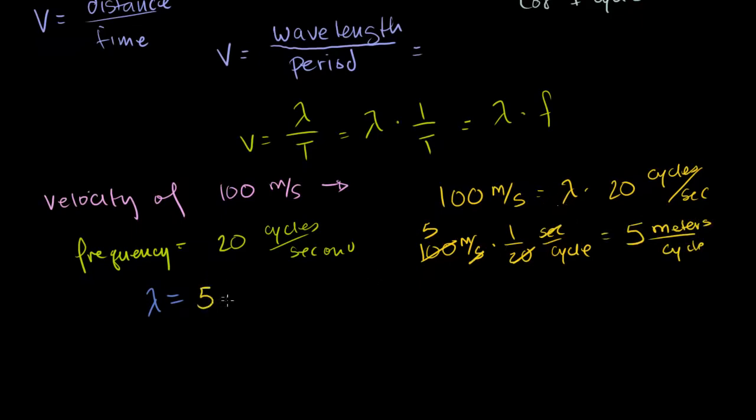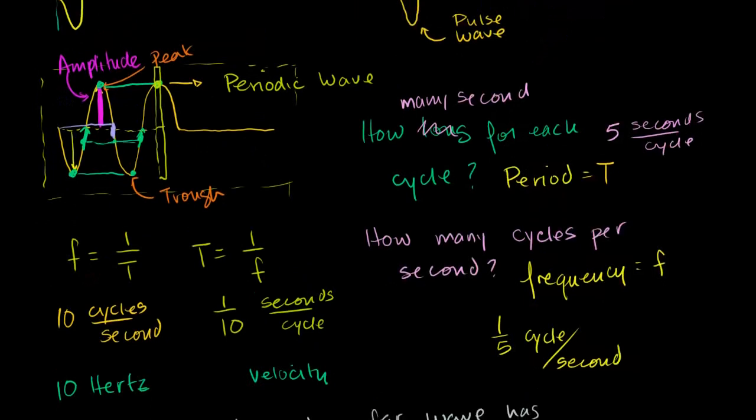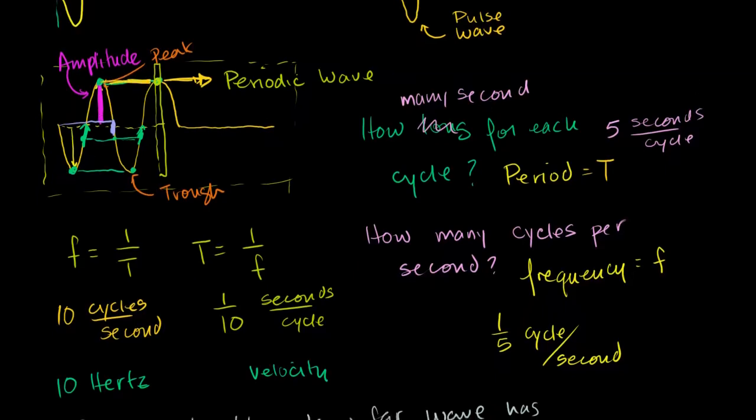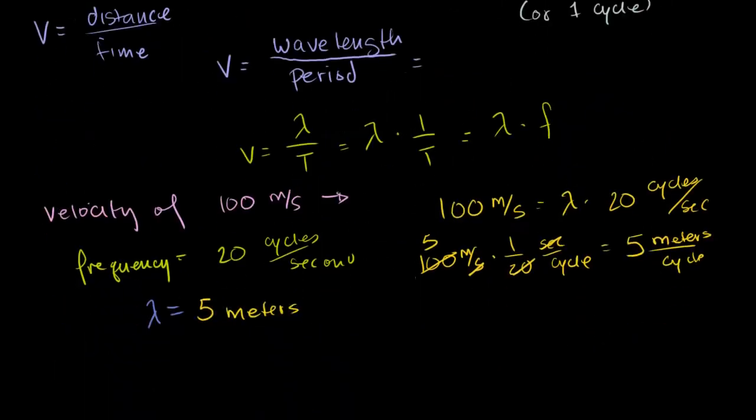So it's 5 meters, or you could say 5 meters per cycle, but wavelength implies that you're talking about the distance per cycle. So in this situation, if this is moving to the right at 100 meters per second, and I see this moving up and down 20 times in a second, then this distance right here must be 5 meters. Likewise, we can figure out the period very easily. The period here is just going to be 1 over the frequency. It's going to be 1 over 20 seconds per cycle.